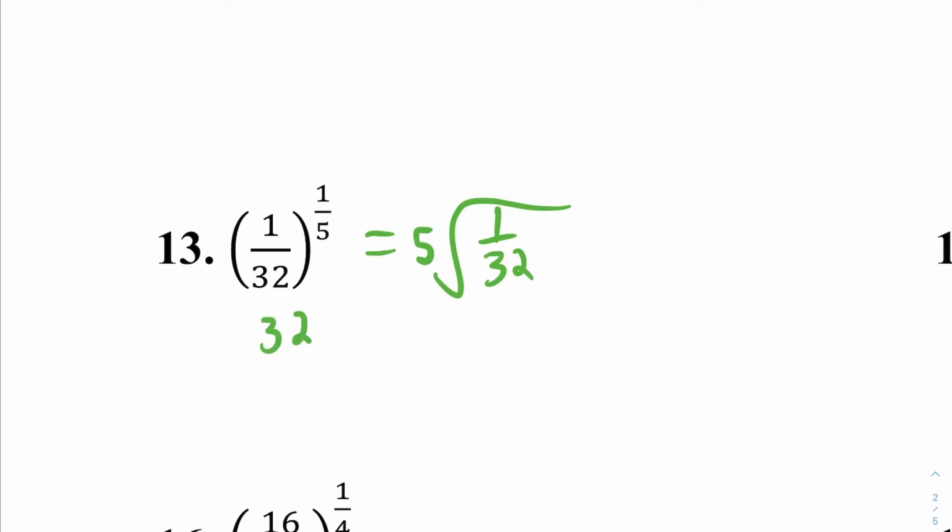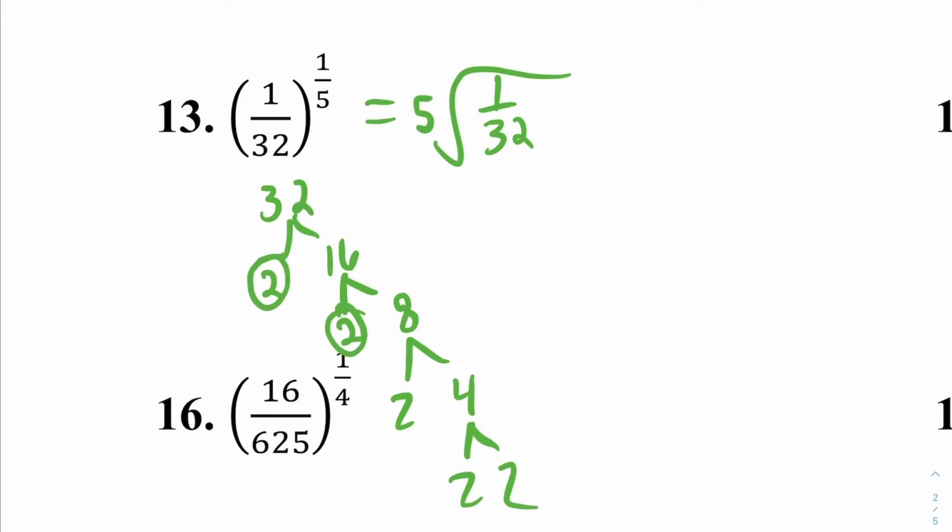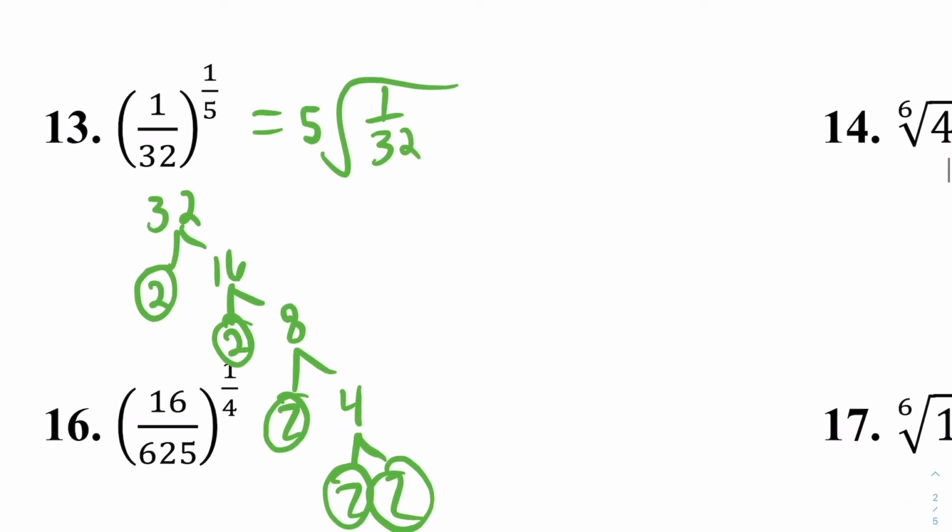We're going to take this number 32 and we're going to break it down into its factors. 32 is 2 times 16. 16 comes from 2 times 8. 8 comes from 2 times 4. 4 comes from 2 times 2. You're going to take all of those lowest numbers, the prime numbers, and you're going to use those here.